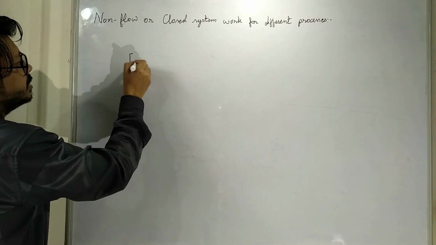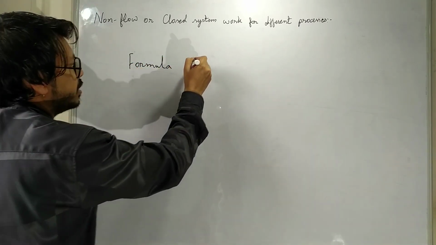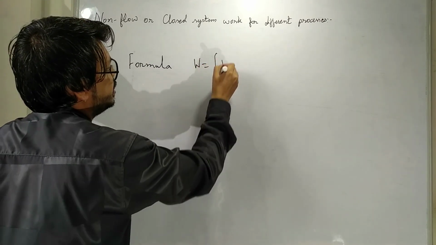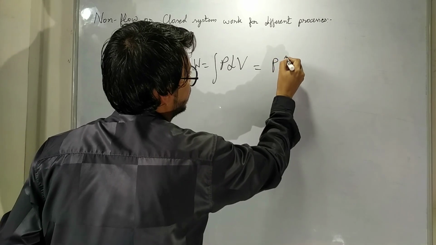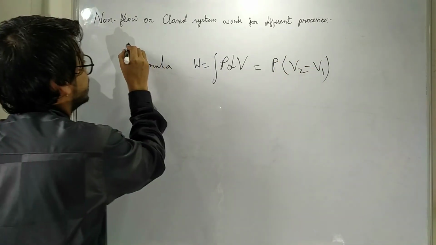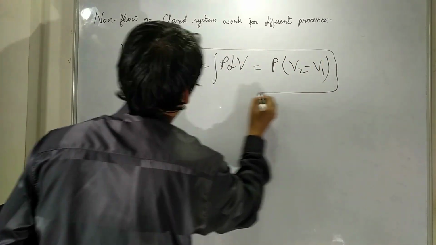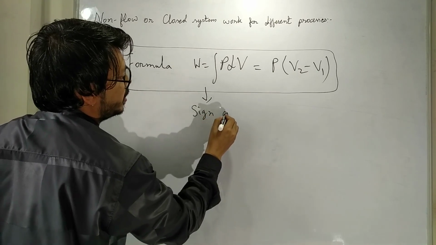In the formula, work done equals integration of P dV, which is P into (V2 minus V1), sign already included.